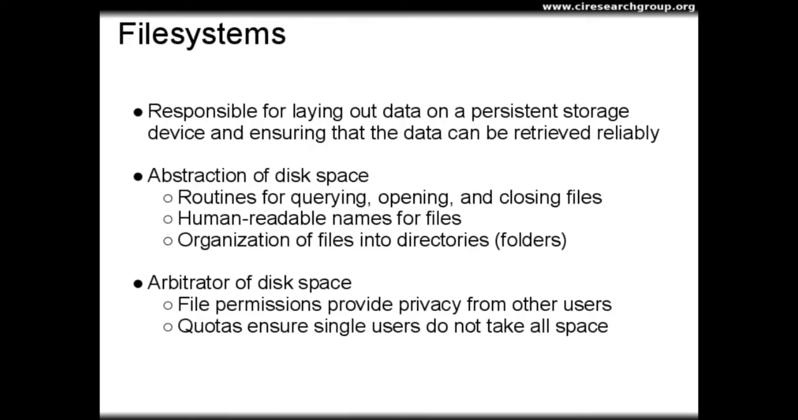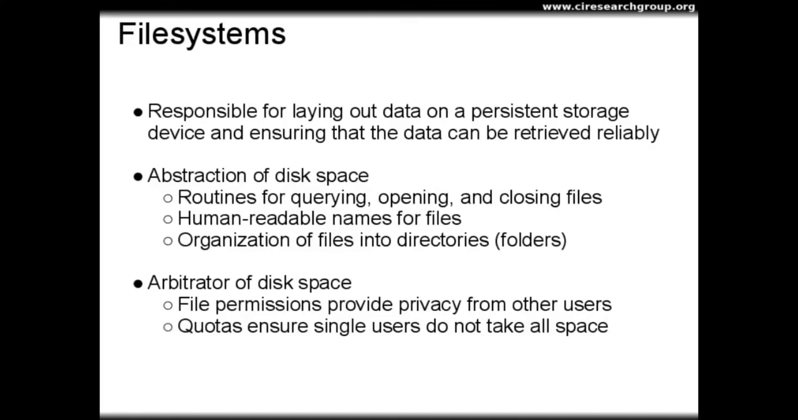A file system is responsible for laying out data on a persistent storage device and ensuring that data can be retrieved reliably. The file system is an abstraction of disk space. It provides routines for querying, opening, and closing files, and providing human-readable names for files and some kind of organizational structure for files, typically through directories or folders. Without a file system, we would have to access disk by physical location or by address, and each program would have to reserve certain address limits for its exclusive use.